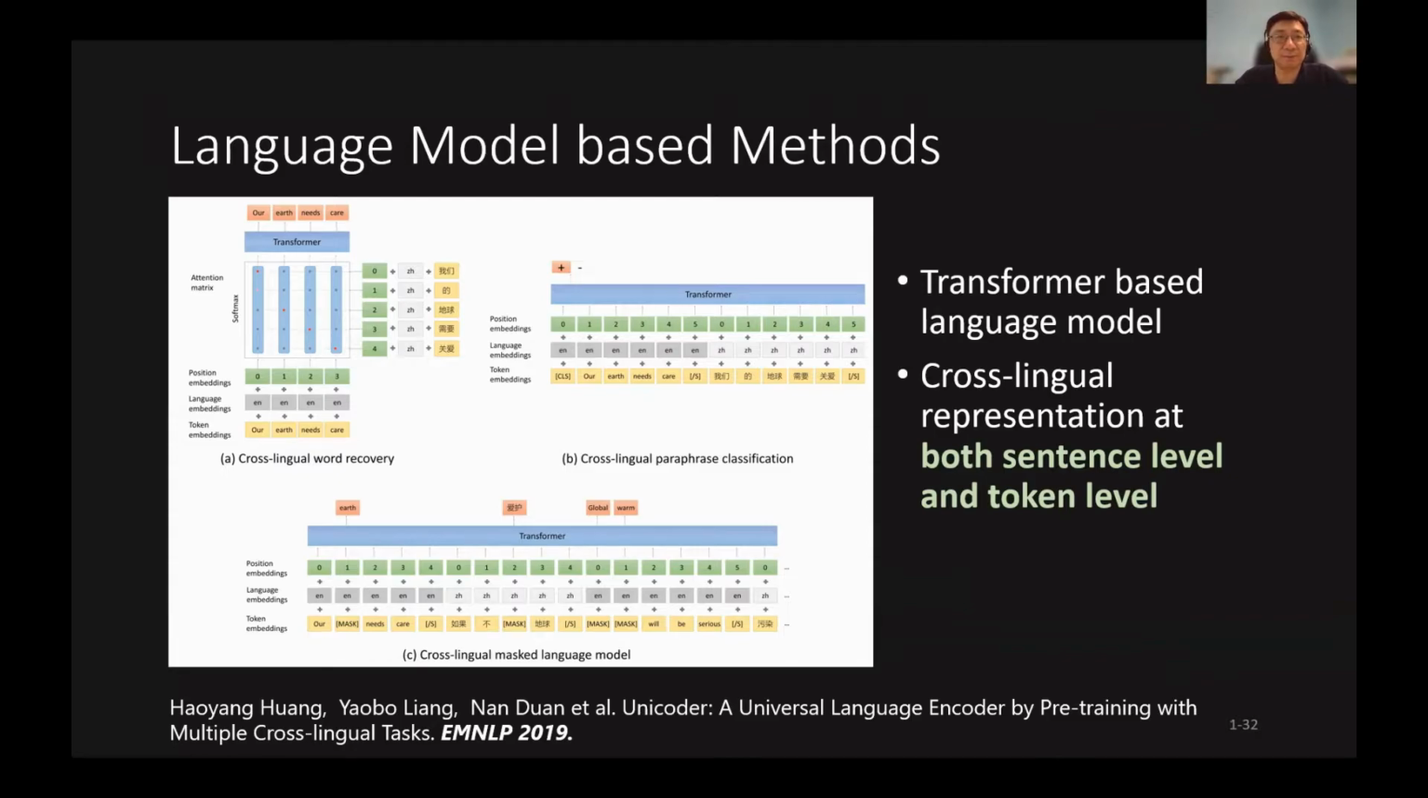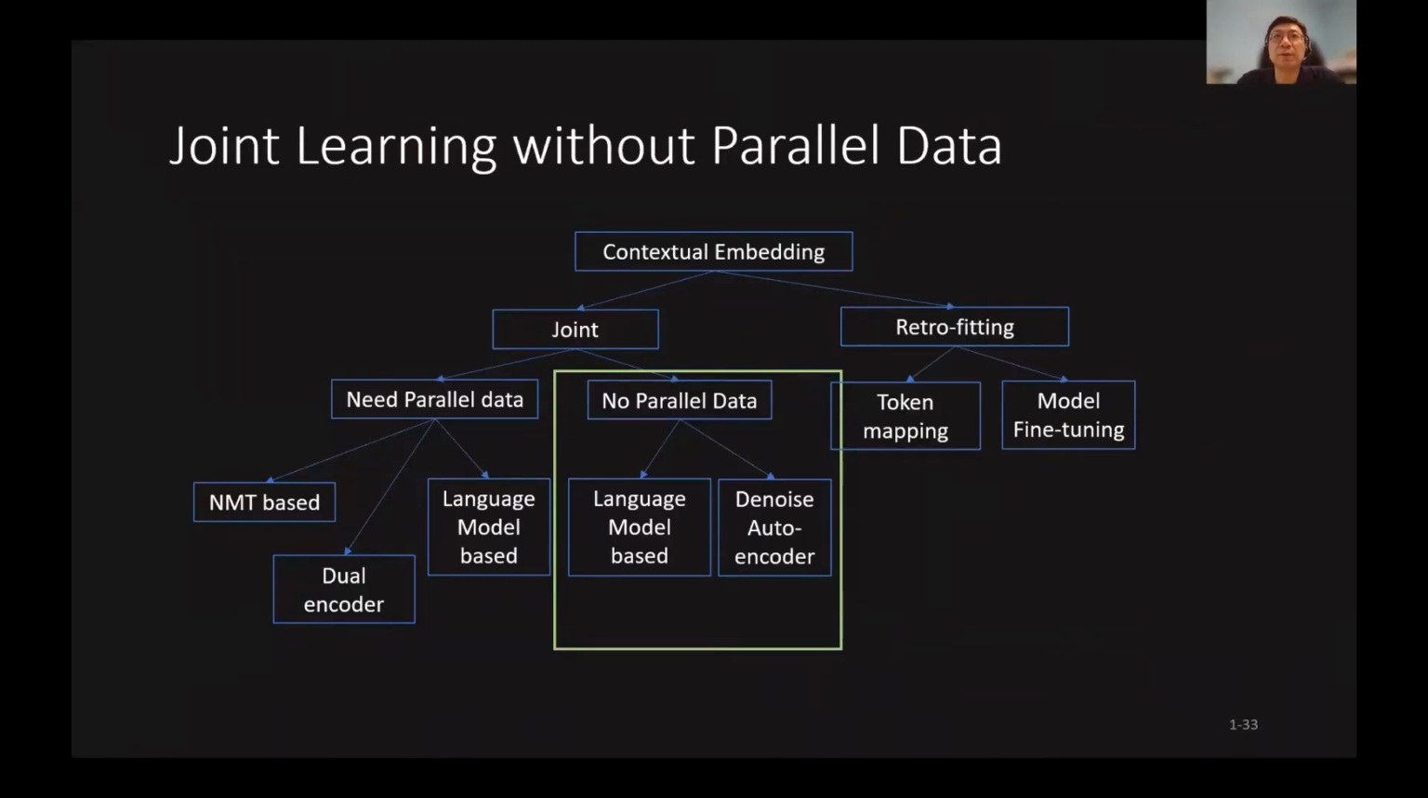The common point for the previous three approaches is that they all rely on parallel data for language alignment. However, in practice, it is usually expensive to collect parallel data, especially for low-resource languages. There may not be parallel data available. So some recent works have shown that we may not necessarily need parallel data to learn cross-lingual models. So in the following, let's look at some examples.